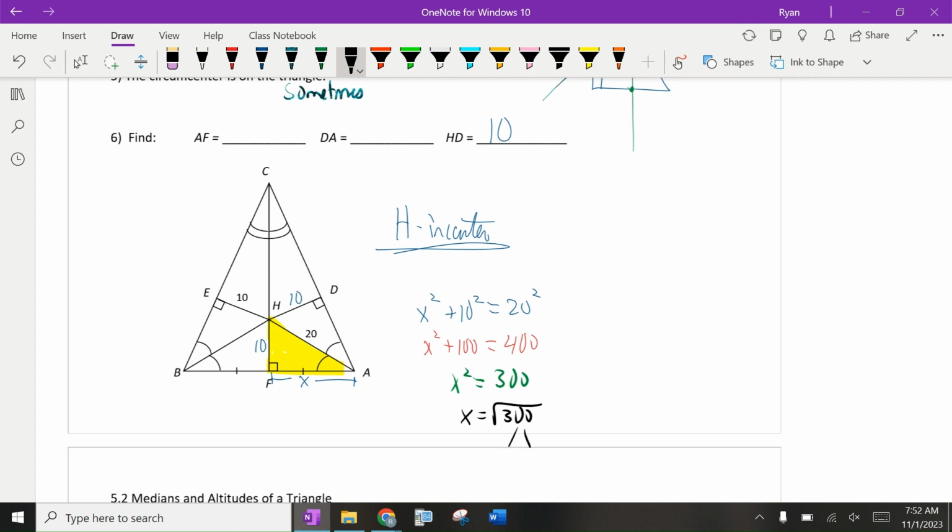That will break down. Square root of 100 times the square root of 3 gives us square root of 300. The square root of 100 is 10. So x, the length of segment AF, is 10 root 3.